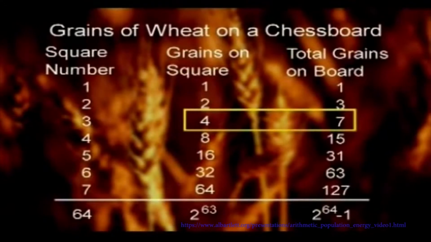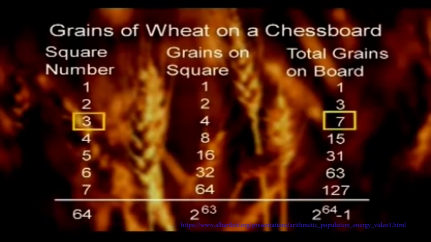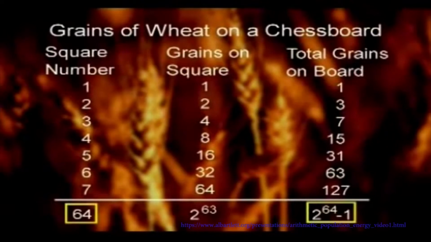We put on 4 grains, now the total is 7. 7 is a grain less than 8. It's a grain less than 3 2's multiplied together. 15 is a grain less than 4 2's multiplied together. Well, that continues in each case. So when we're done, the total number of grains will be 1 grain less than the number I get multiplying 64 2's together. And my question is, how much wheat is that?